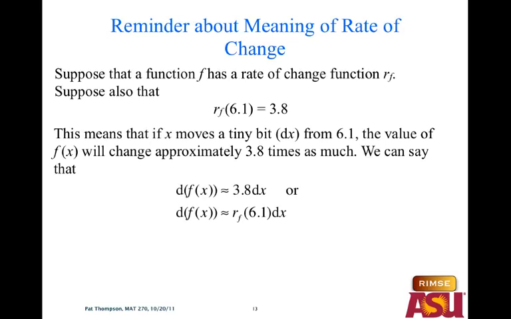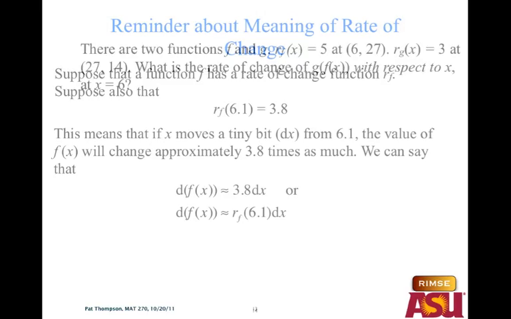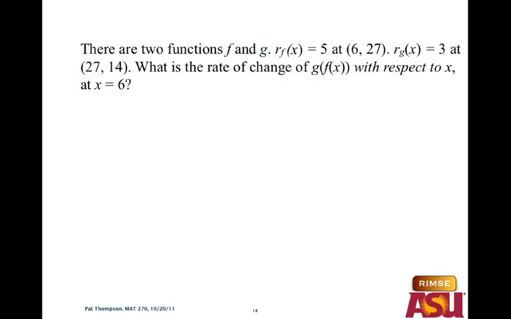So if we have a composite function, I'm going to go on. We need to move a little bit. You can check the video if you want to finish your notes. It'll all be on the video. So suppose we have two functions. The rate of change of f is 5. The rate of change of g is 3. And we're interested in the rate of change of g of f of x. The rate of change of f is 5. The rate of change of g is 3.